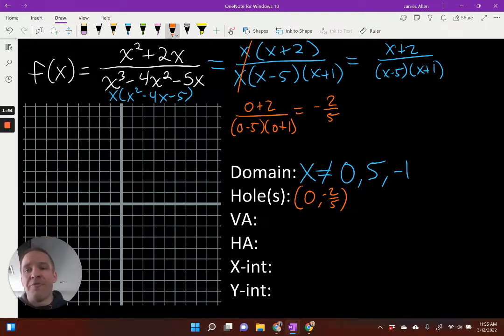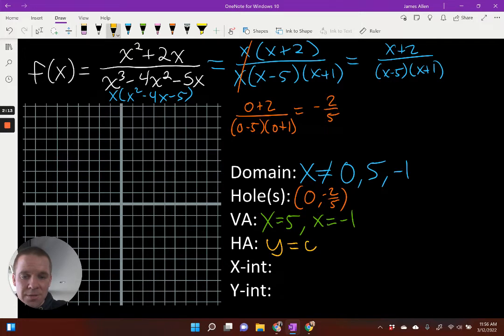All righty. Vertical asymptote. Let's go to the vertical asymptote. So what's left? Well, actually, I have 2 vertical asymptotes. x equals 5 and x equals negative 1 for this particular one. Awesome. How about my horizontal asymptote? Well, we got a small over large degree, so that'd be y equals 0.